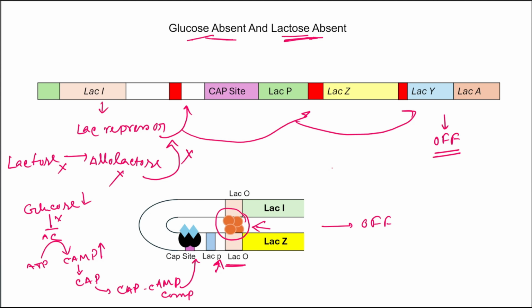So in summary, the lac operon is a beautifully coordinated system that allows E. coli to express lactose-utilizing genes only when they are truly needed. Lactose removes the repressor, glucose controls CAP-cAMP, and together they determine whether transcription is high, low or completely off. So understanding this condition is essential for mastering inducible gene regulation.